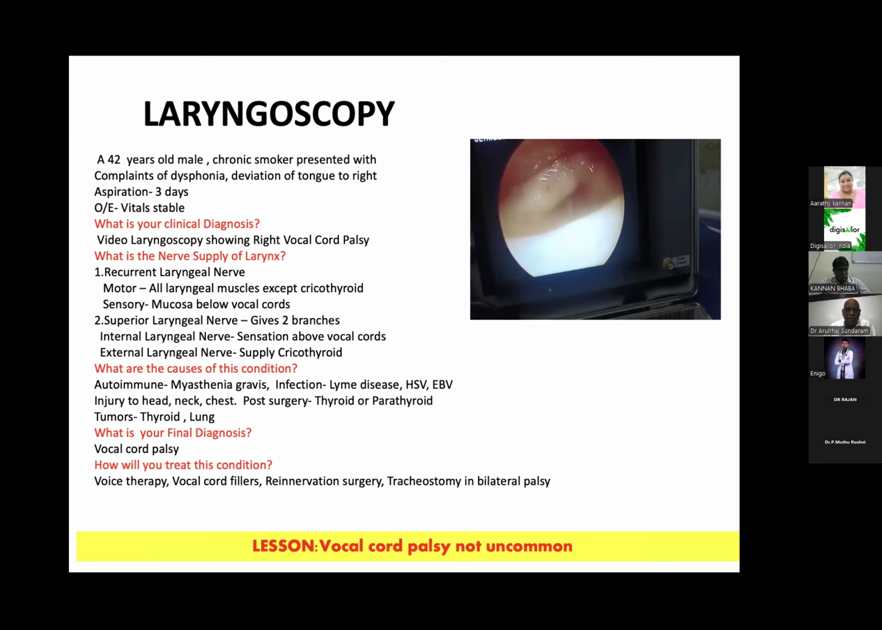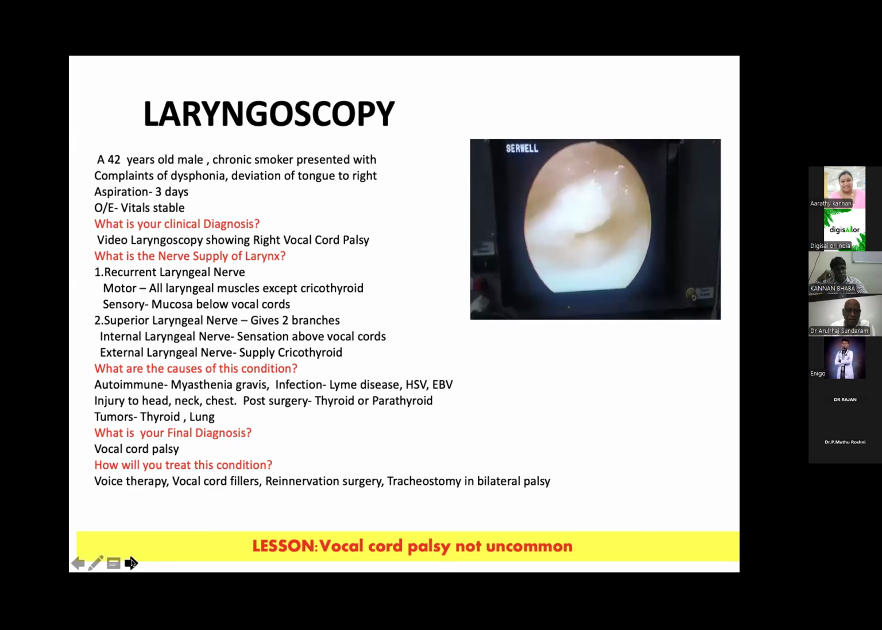Sometimes simple infection can also give rise to that. You will have to see that this vocal cord starts functioning, or the other vocal cord may also fail, and in that situation may need a tracheostomy. A vocal cord palsy is the commonest cause for hoarseness of voice, and the cause must be evaluated. That's a message we pass on.